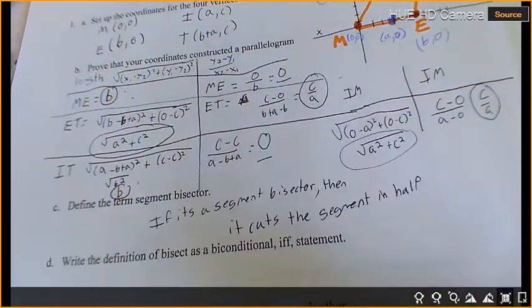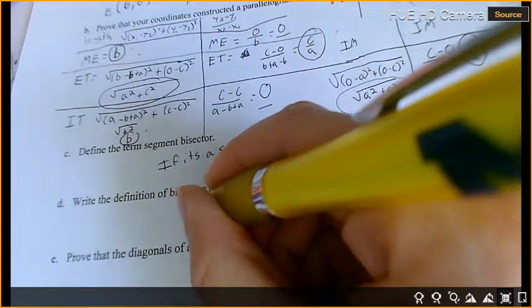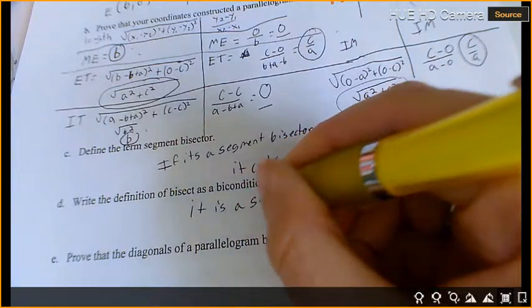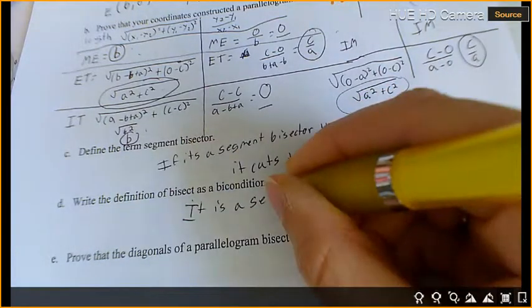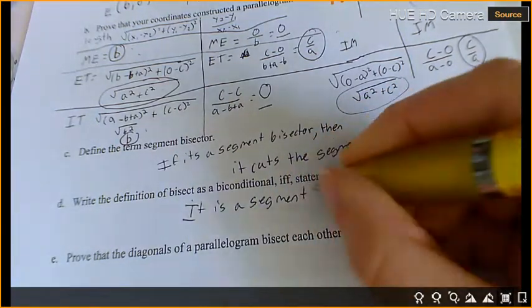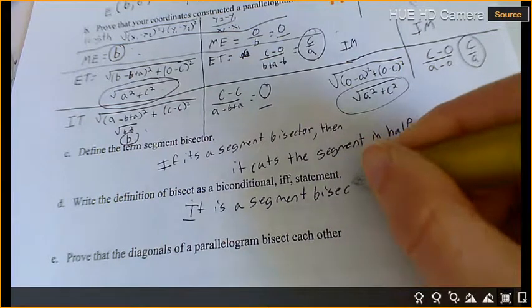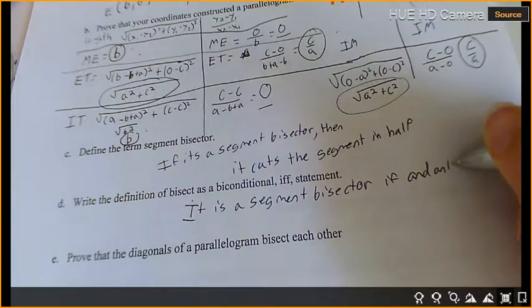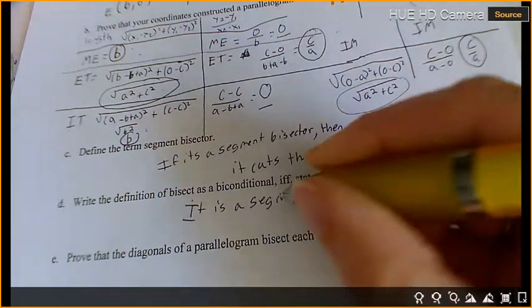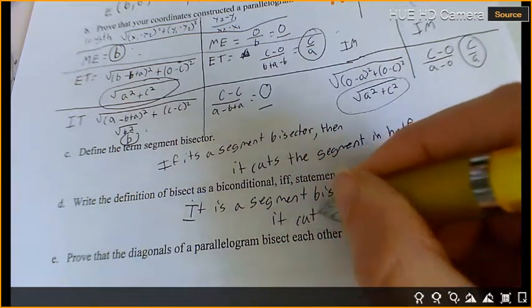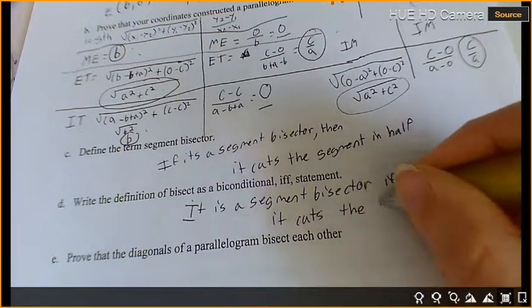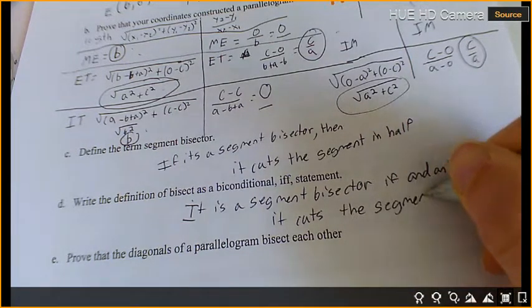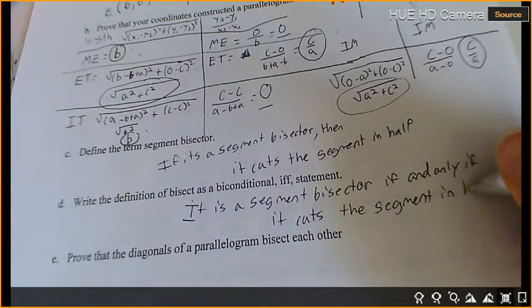Okay, we're going to write this as a biconditional statement. It is a segment bisector if and only if it cuts the segment in half. So far, so good?